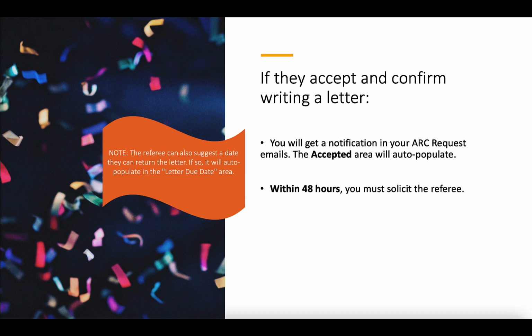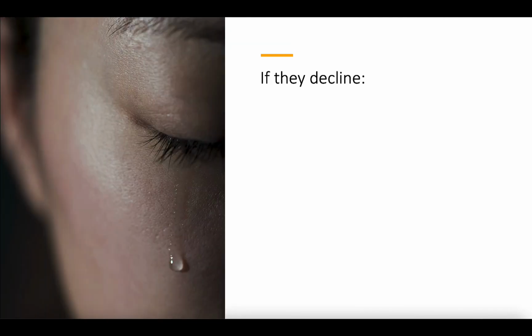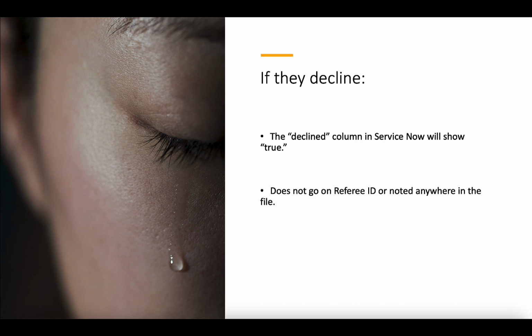Within 48 hours of receiving this ARC request email, you must solicit the referee. Be sure to add the correct date, just in case they changed it. If they respond declining, the decline column in ServiceNow will show as true. Make a note in the notes column, something like decline during confirmation, to help remind you. Because no solicitation letter was sent, there's no need to enter the referee qualifications, and this referee can be deleted in the end, and it will not be included on the referee ID.